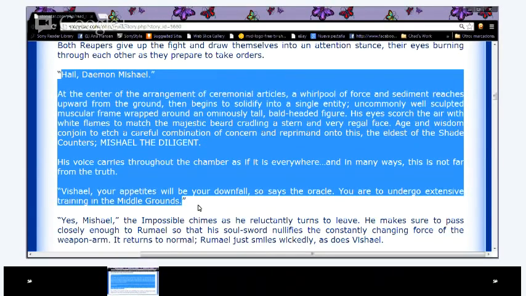At the center of the arrangement of ceremonial articles, a whirlpool of force and sediment reaches upward from the ground, then begins to solidify into a single entity. Uncommonly well-sculpted muscular frame wrapped around an ominously tall, bald-headed figure. His eyes scorch the air with white flames to match the majestic bird cradling a stern and very regal face. Age and wisdom conjoin to add a careful combination of caution and refinement onto this, the eldest of the shade countries, Michel the Diligent. His voice is carried throughout the chamber as if it is everywhere.